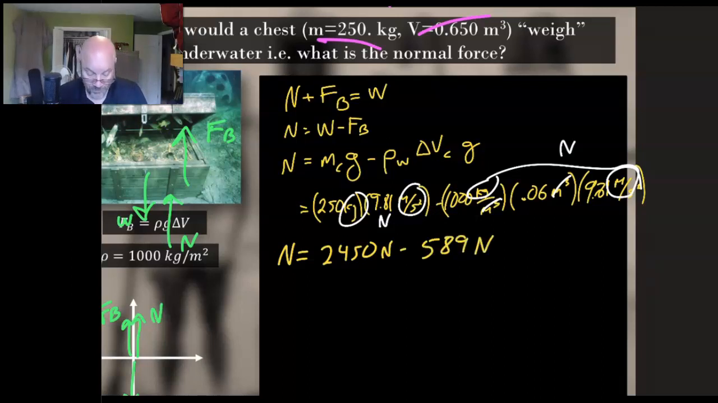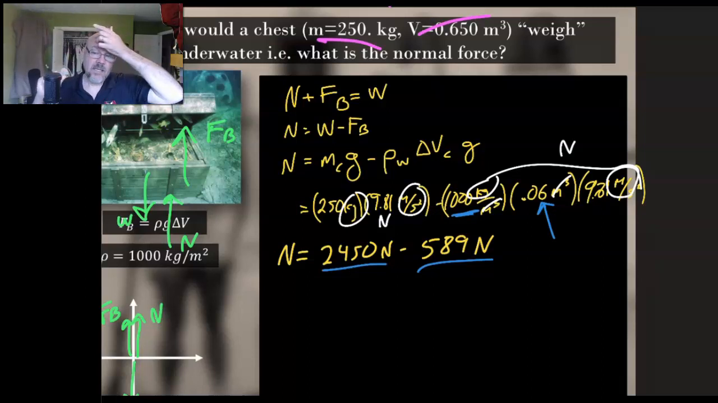The first number there, the 2450, is the weight of my chest, and the second one is the buoyant force. The density of the water is not going to change, but if my volume changed, then I could end up with a different normal force. We're going to do this next: what kind of volume would it take for the normal force to go to zero?